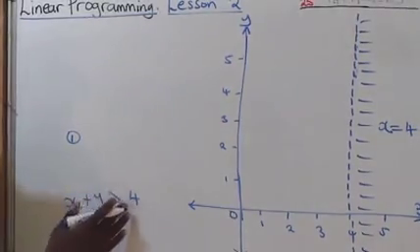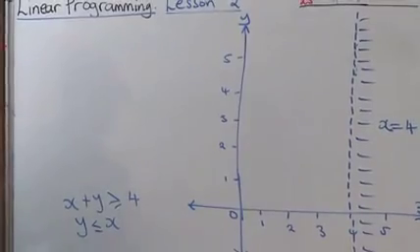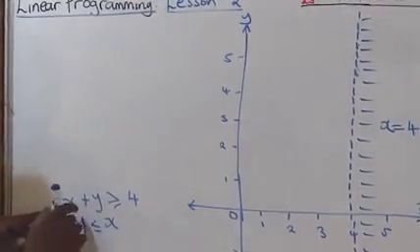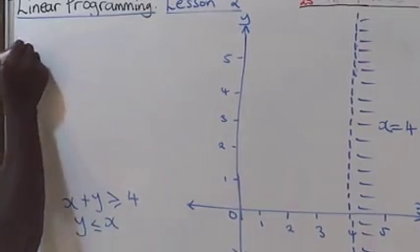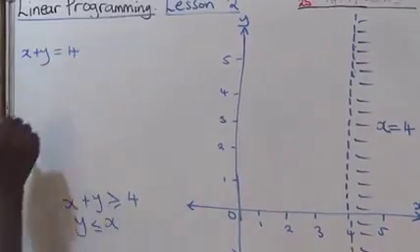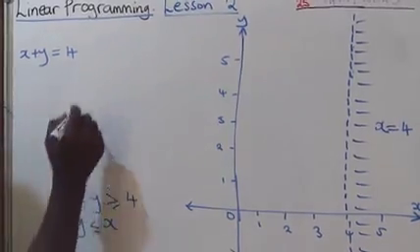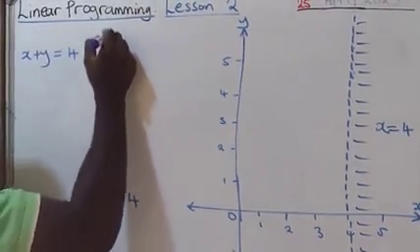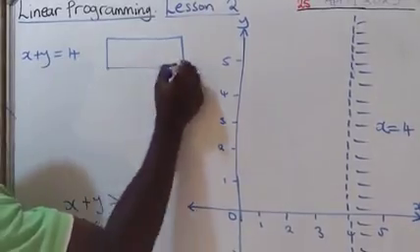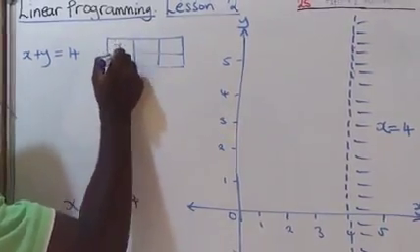If you don't want to do it like that, what you can do is come up with a table of values. So where we have something like x plus y, we change this into an equation, x plus y equal to 4. Then our table of values is going to be like this. This is our table of values, so we have x, y.